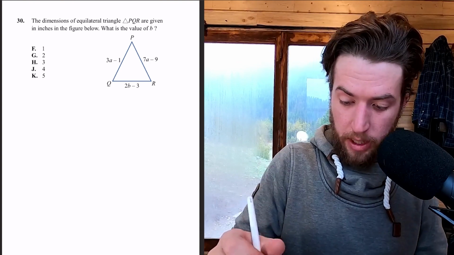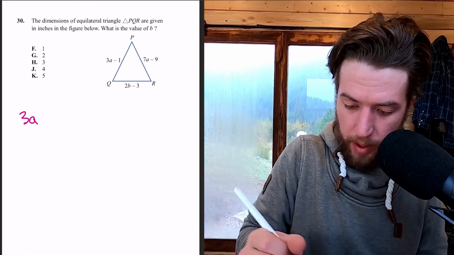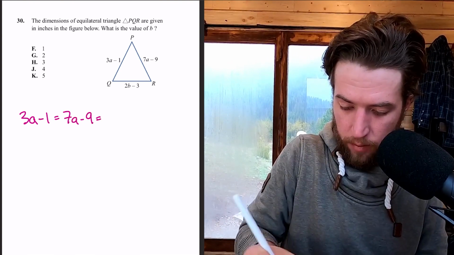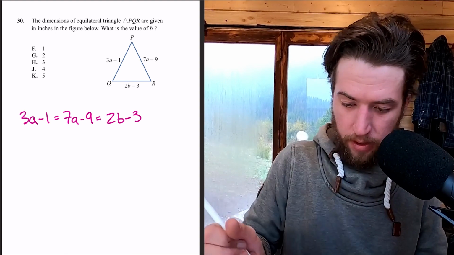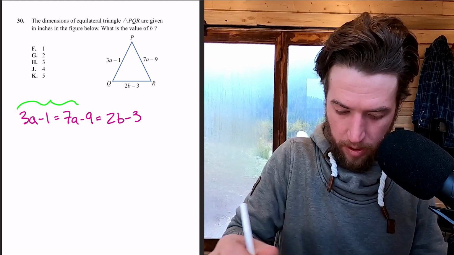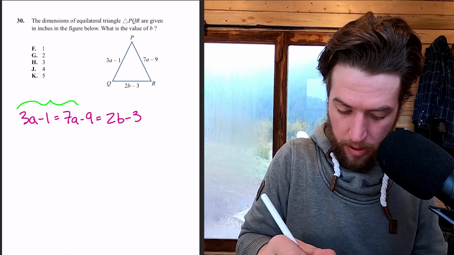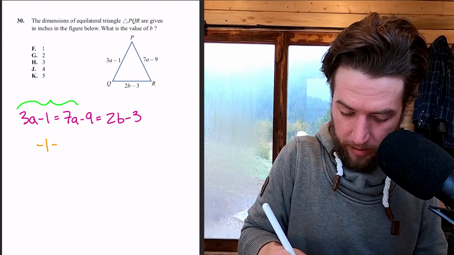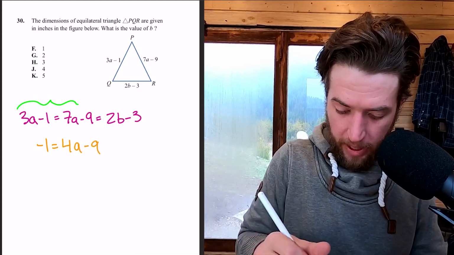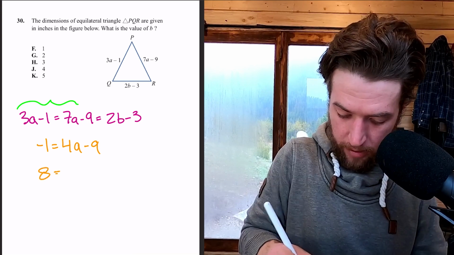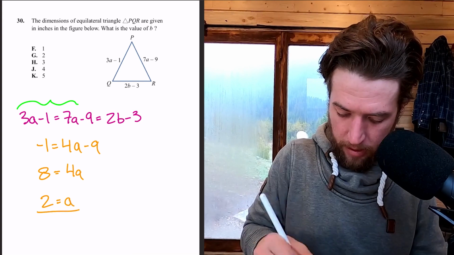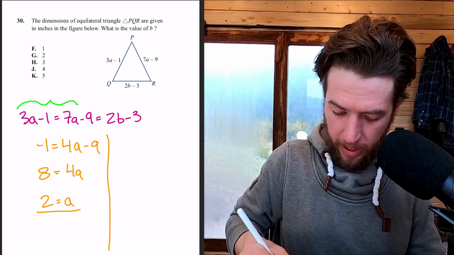All right, the dimensions of the equilateral triangle are given in inches. What is the value of b? Okay, so it's equilateral, so therefore 3a minus 1 equals 7a minus 9, which equals 2b minus 3. All right, we're going to start by finding the value of a using those two. So minus 3a from both sides, 4a minus 9. Add 9 to both sides. We have 8 equals 4a. Divide by 4 on both sides. 2 equals a.